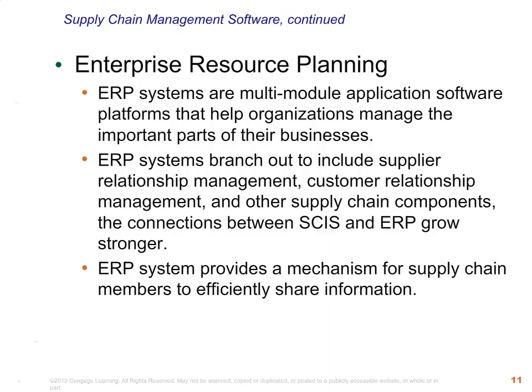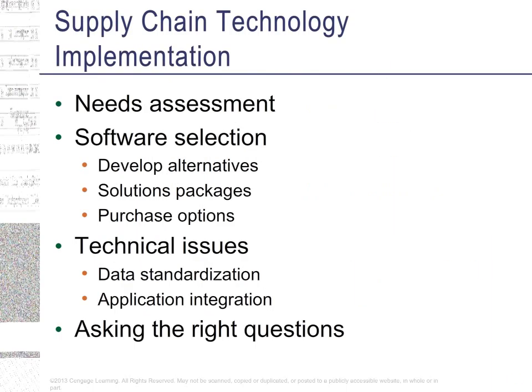SAP's a big one, Microsoft Dynamics is a big one, Oracle's a big one. Those are the three main huge ERP systems that companies are running, or large companies are running at least. Anyway, this slide is just too small for what it captures. We're trying to look at how do we go about deciding what supply chain software we need to implement.